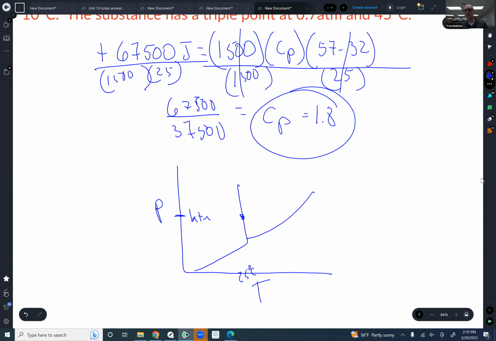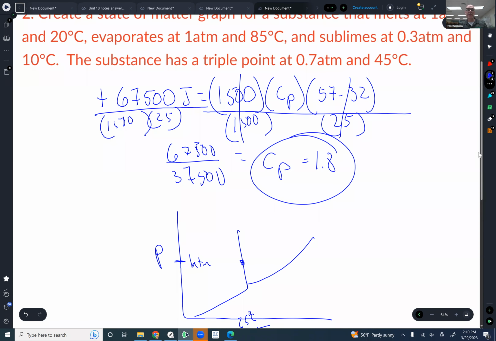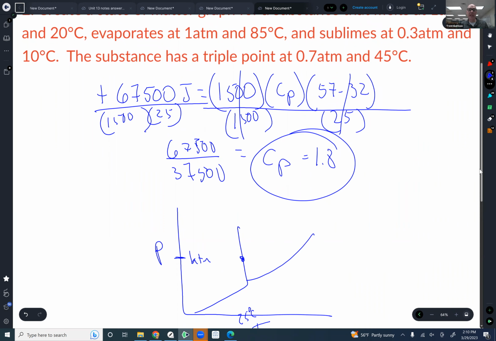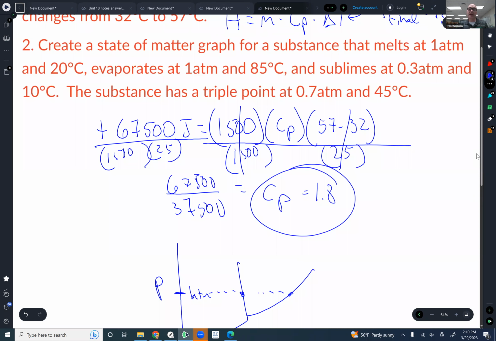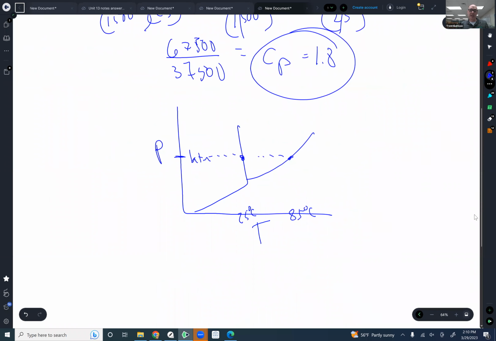Now let's continue on. What else does it say for us to have on here? It says that it evaporates at 1 atmosphere and 85 degrees. So same 1 atmosphere, but this time at 85 degrees. So as that line goes across, now we're at 85 degrees. And then the third detail on this one is that it sublimes at 0.3 atmospheres and 10 degrees. So we got to go down to 0.3. So there would be half. So 0.3 is probably about there. And 10 degrees, I think that's still pretty reasonable, about right where it should be, 10 degrees Celsius, because that's where it's going to start the subliming process.